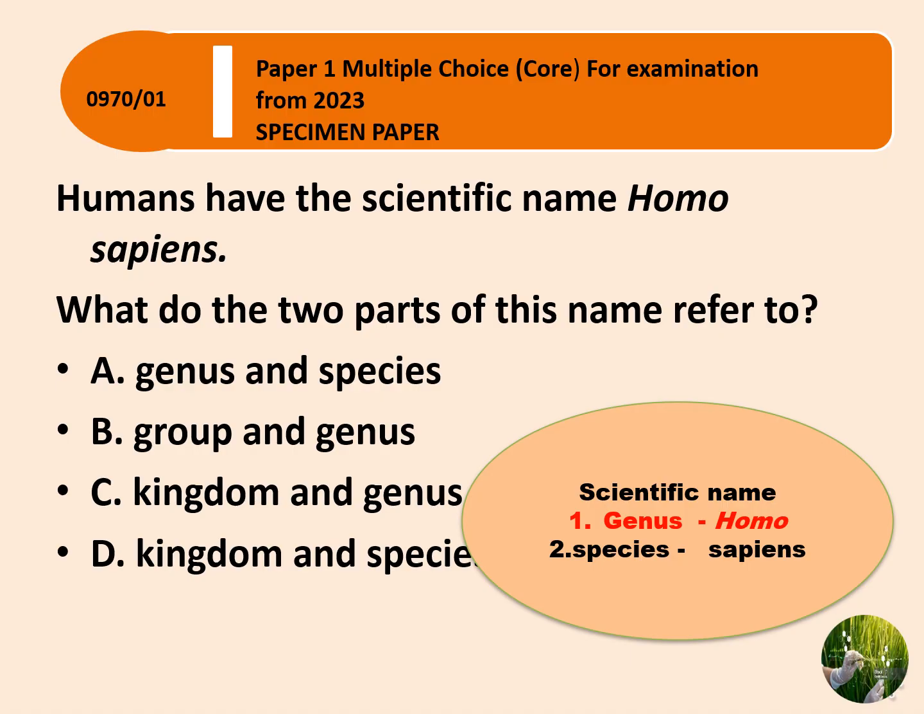So if we go through the options that are given, A is genus and species, B, group and genus, C, kingdom and genus, and D, kingdom and species. So the correct answer is genus and species.